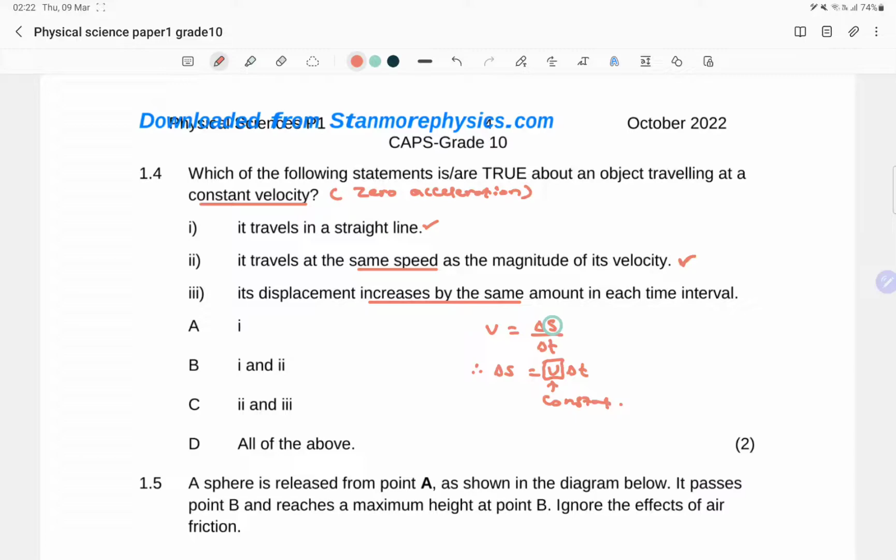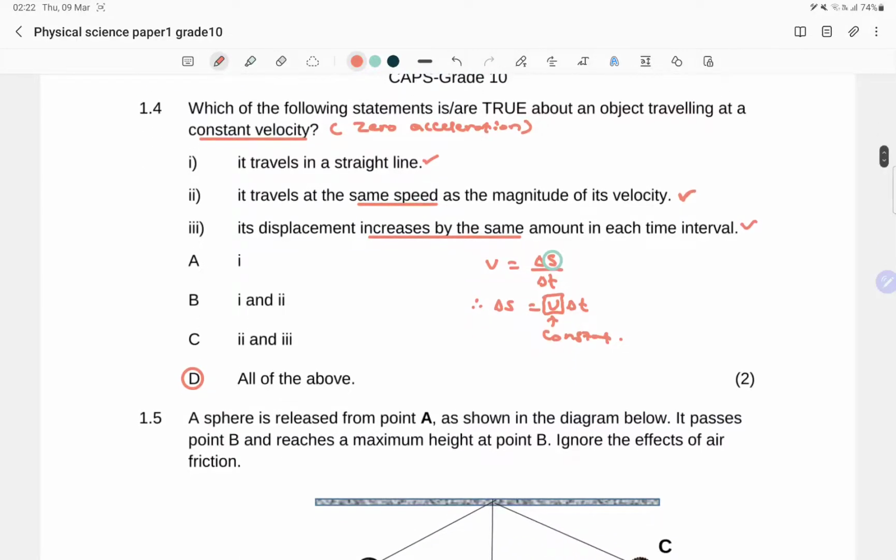All right. If it is constant, definitely our distance will increase by the same amount in each time interval, meaning whatever time interval we have, that displacement, or distance, does the things that must be done. So we can see that all of the statements are correct. Okay, so yep, 1.4 is D.